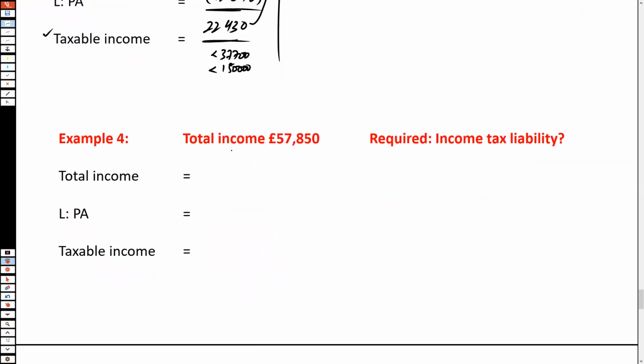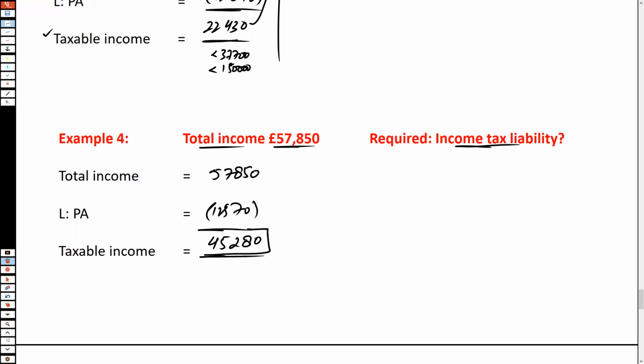In example 4, total income is 57850. Requirement is to calculate the income tax liability. Let me write the total income 57850 deducting the personal allowance of 12570. Taxable income is calculated as 45280.